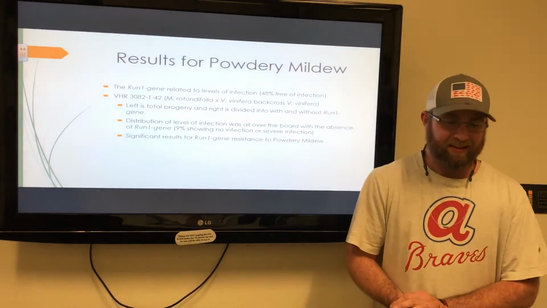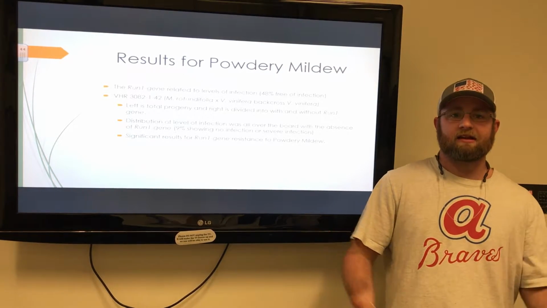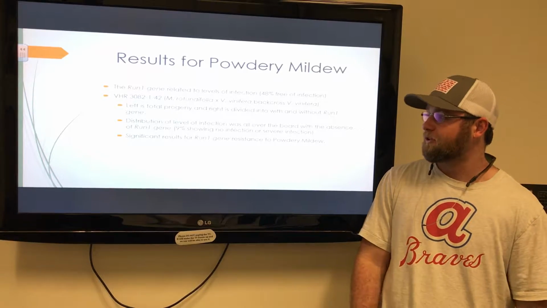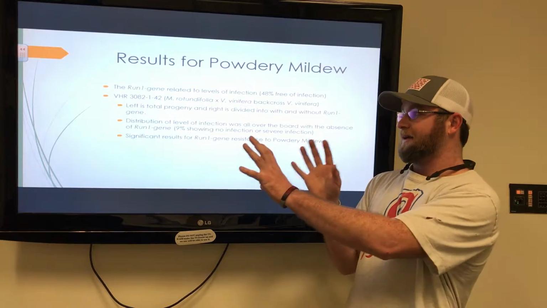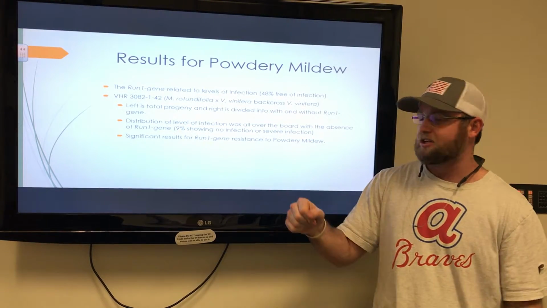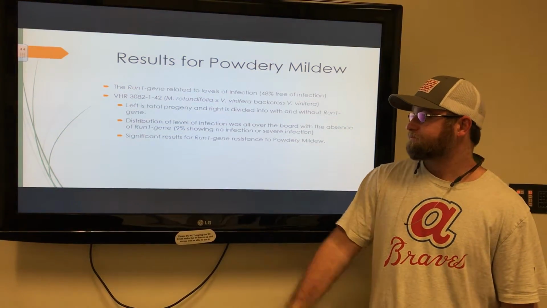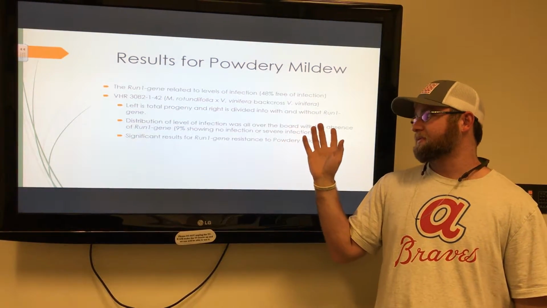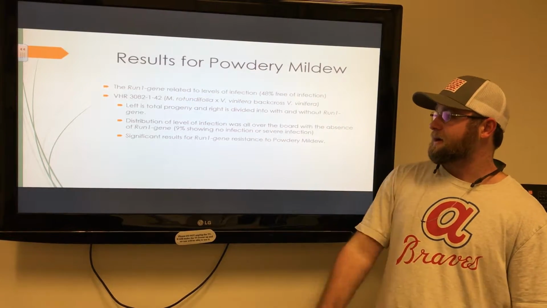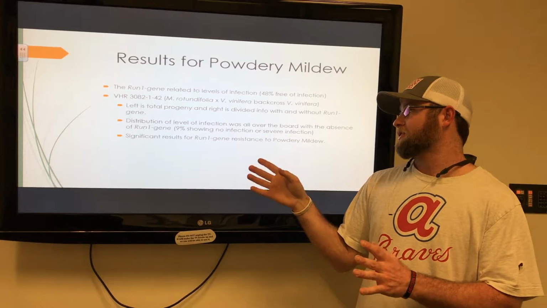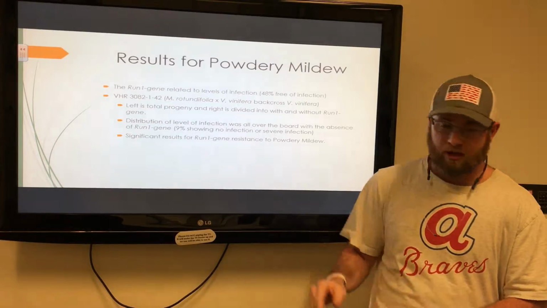All right, so for the results for powdery mildew, we have 5 figures. I'm going to break down each figure, and give you a little description before the figures so you can wrap your head around it. You have 2 graphs on this first figure. The left is going to be a total progeny percentage related to infection. And the right is going to be divided into the RUN1 gene, which is related to resistance to powdery mildew. They're going to have either the absence of the RUN1 gene or the presence of the RUN1 gene.